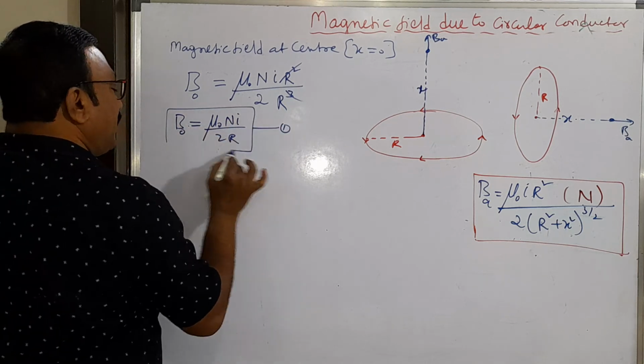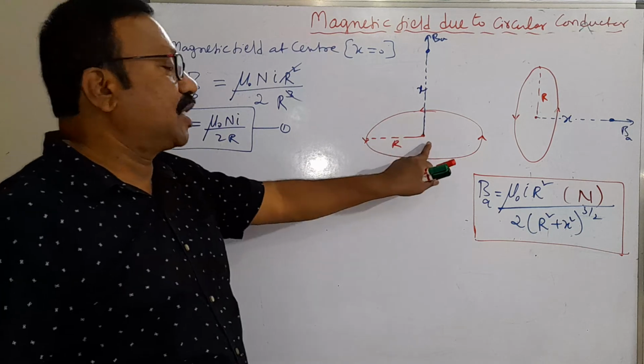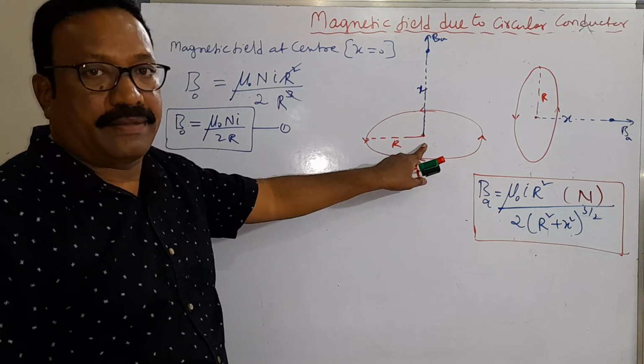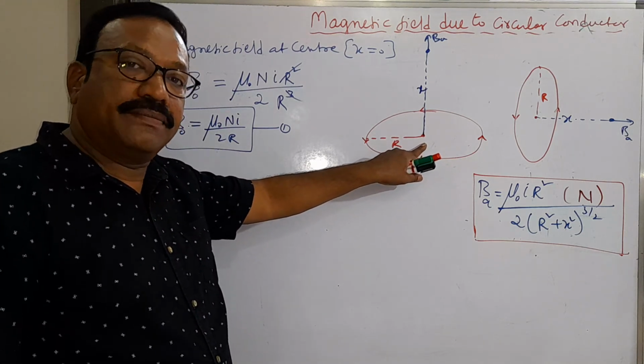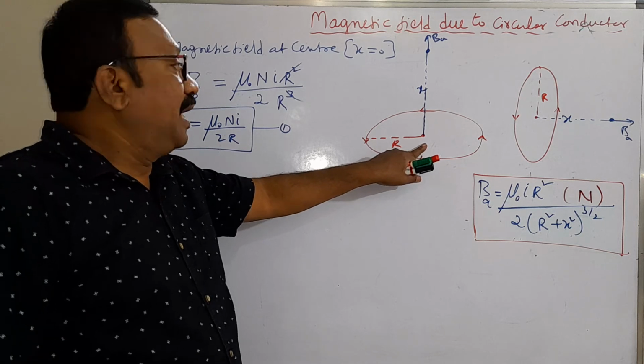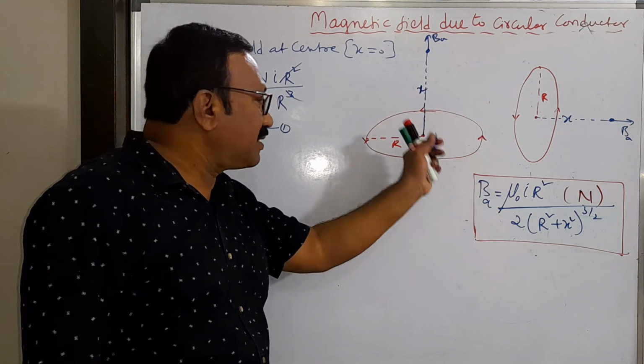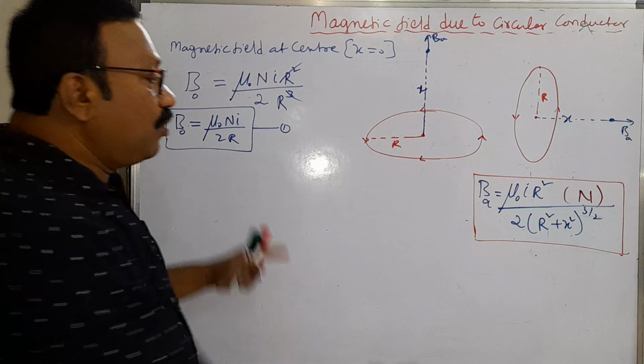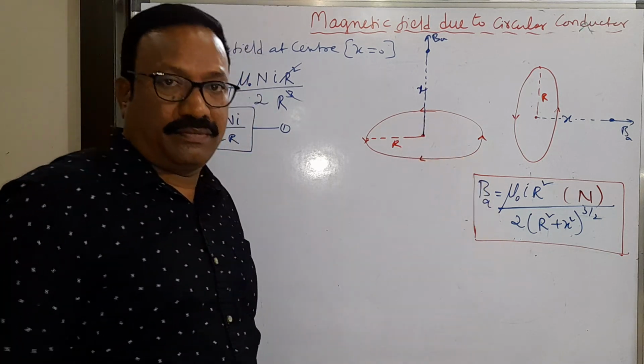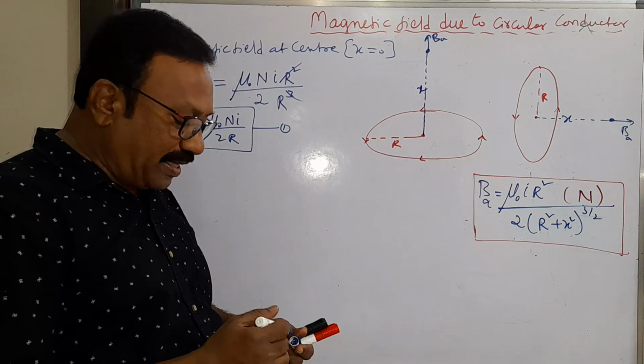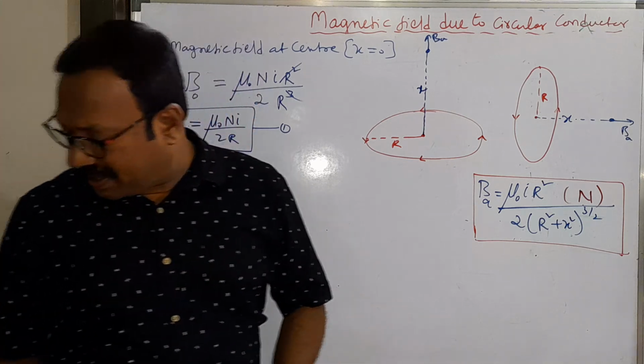This is the magnetic field at the center of the circular conductor due to current. At a distance x it is this, but at the center it is this. But I want the relation between these two. Let us see how I can get the relation. This is just the mathematical part only.